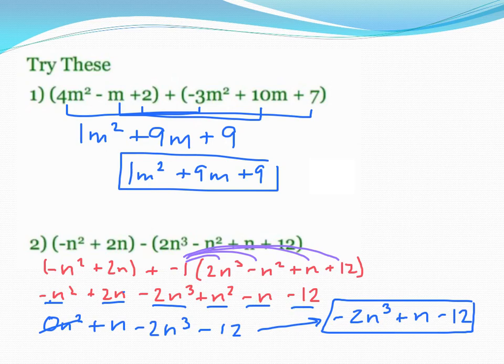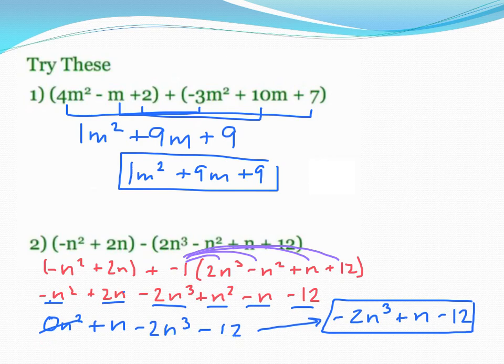Okay, then I combine like terms. So I started with the minus n squared. Minus n squared and n squared here give me 0n squared. Okay, talk about that in a second. Then I have the 2n minus n. That gives me 1n. And then I have minus 2n to the third. Doesn't combine with anything, so that's by itself. And then minus 12 by itself as well.